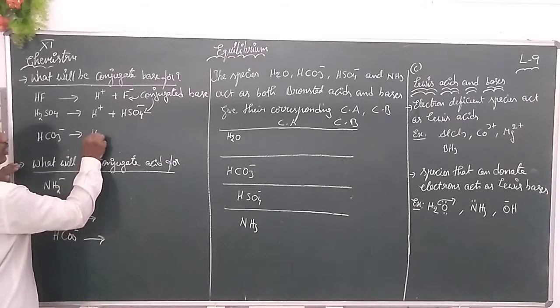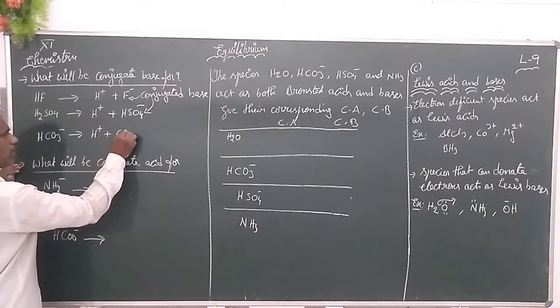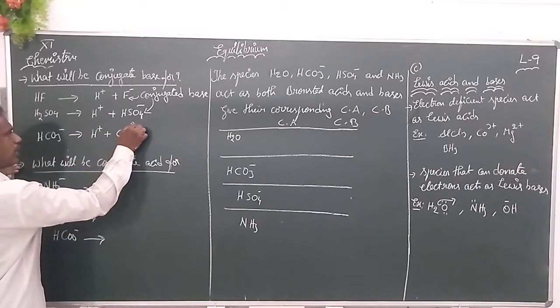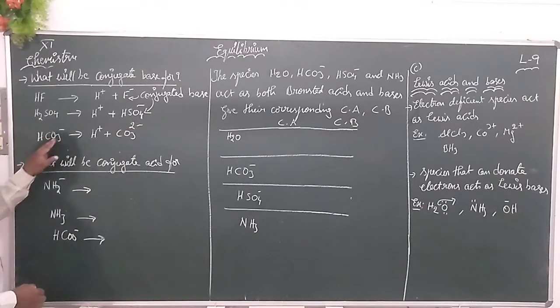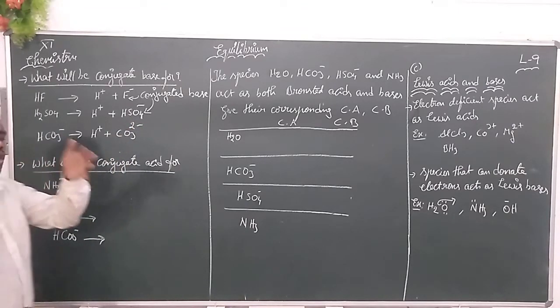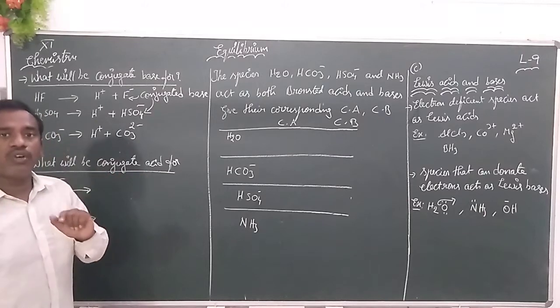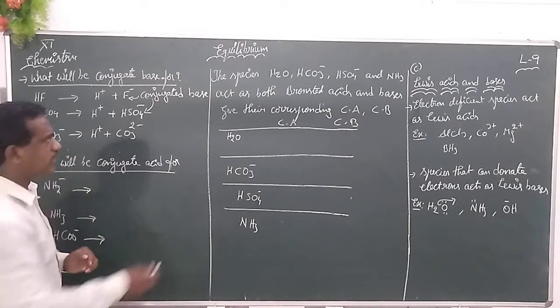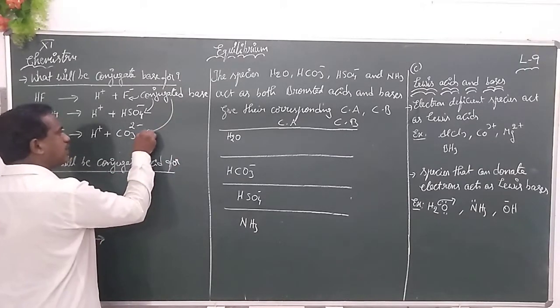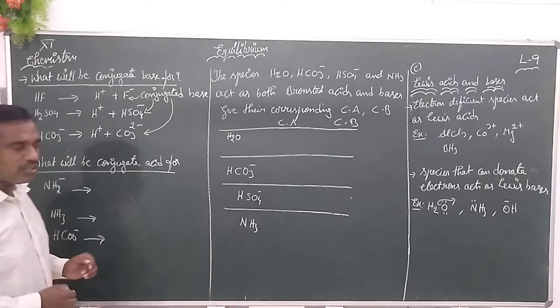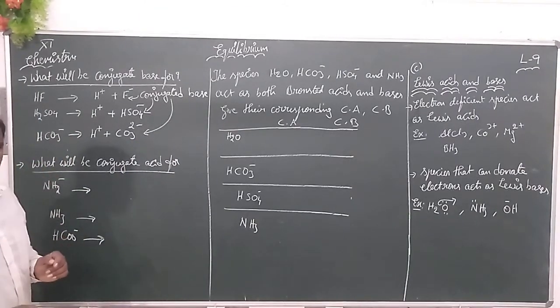Good. What is the conjugate base for HCO3 minus? It will dissociate to give H plus ion and CO3 2 minus ion, because one negative charge is already there. So after losing an H plus, the charge will be CO3 2 minus. So this CO3 2 minus is the conjugate base for HCO3 minus.